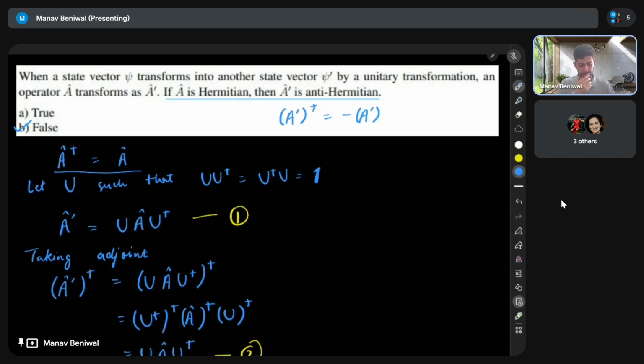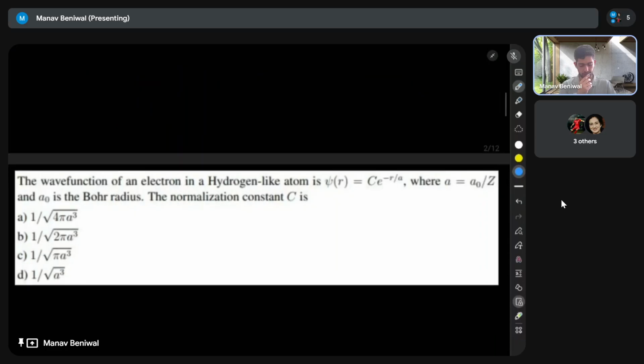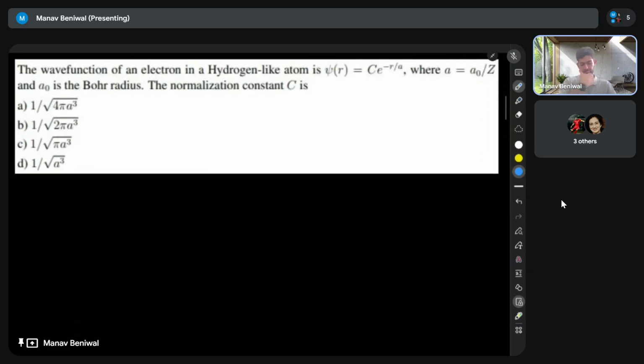Okay, so let's move on to the next one. Here we have a wave function of an electron in a hydrogen-like atom. So we are given this wave function. You can already see that it is a radial function. We don't have any theta or phi dependence, right? And this a is a naught by Z, and a naught is the Bohr radius. What we are asked is to find the normalization constant C. So basically we have to normalize psi.